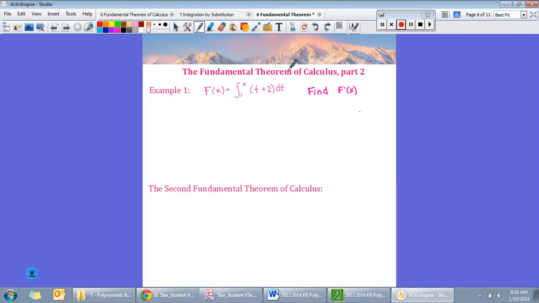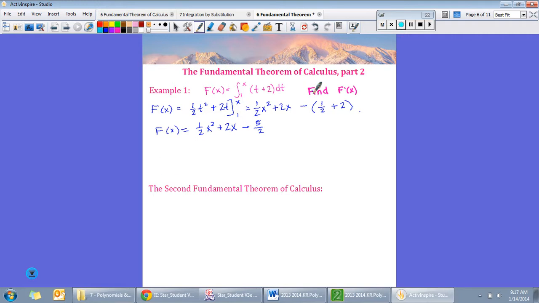So we're going to start out with an example, and the first thing we're going to do is take the antiderivative of this. If we have capital F of x equal to 1/2 t squared plus 2t, we just write our limits of integration like we would for any definite integral problem. And just like any definite integral problem, we're going to plug in our limits of integration. First, the big number. So this is going to be 1/2 x squared plus 2x minus 1/2 plus 2. So what we really get is that F of x equals 1/2 x squared plus 2x minus 5/2.